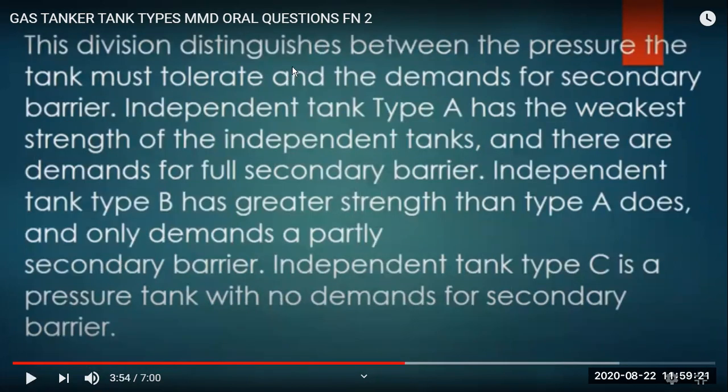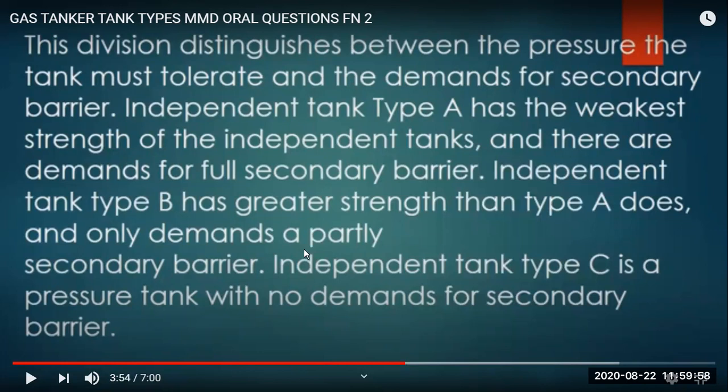So you have the inner barrier, primary barrier, secondary barrier, and the space between the primary and secondary barrier should be able to hold the pressure also, because it's not connected to the hull. So it should be able to hold all the stresses, even your insulation. So independent type A has the weakest strength, and there are demands for a secondary barrier.